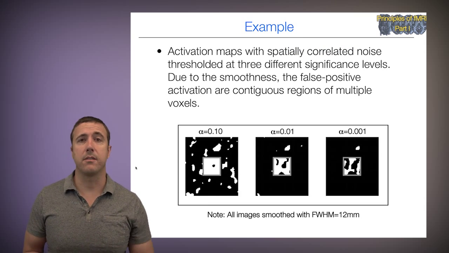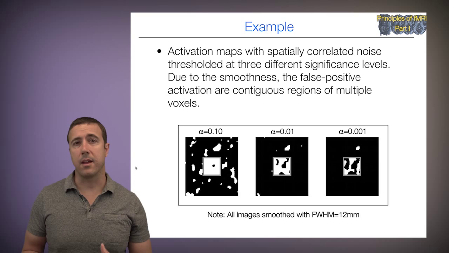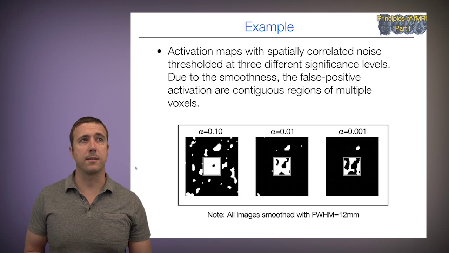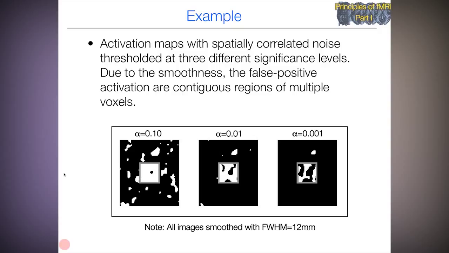So here is a simulated activation map with spatially correlated noise. And this is very consistent with what we find in the actual brain. Noise is spatially correlated. And what you see here is at alpha 0.1, I see lots of false positives. At alpha 0.01, fewer false positives. And at 0.001, I still see some false positives outside that square. But the thing to note here is that false positive blob, or all the false positive blobs, they're not just one voxel. They're whole areas of contiguous voxels. Why? If one thing sticks up above by chance, its neighbors are also going to stick up above the threshold by chance. So the voxels are not independent.